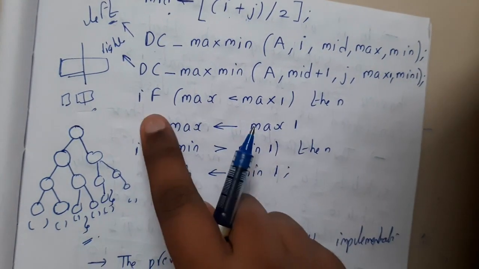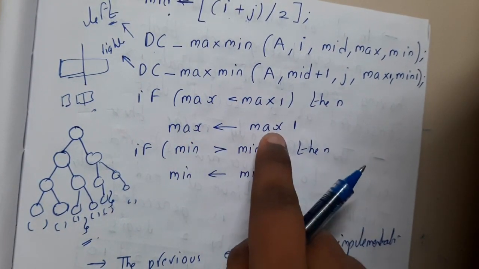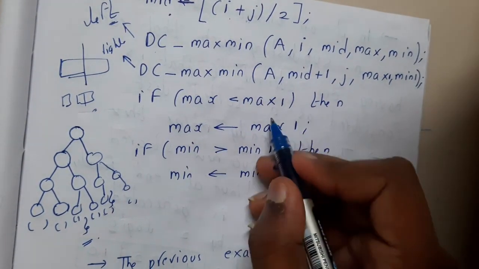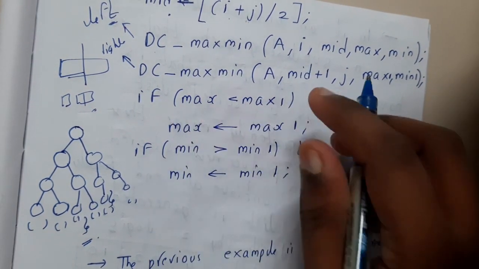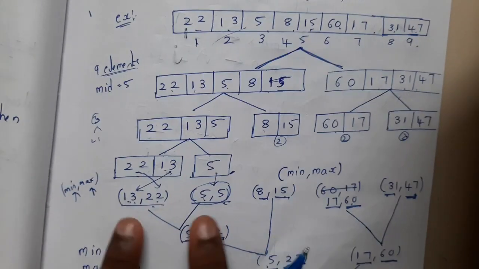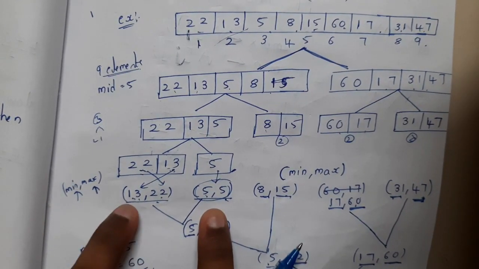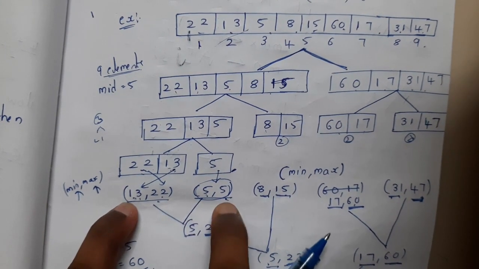Okay, so if max is less than max1, then max will be storing max1, guys. So if max1 is greater than our maximum, you get a new maximum from these two. Assume a situation, guys, because assuming situations will give you a clear idea. Assume this is min, max, and this is min1, max1.